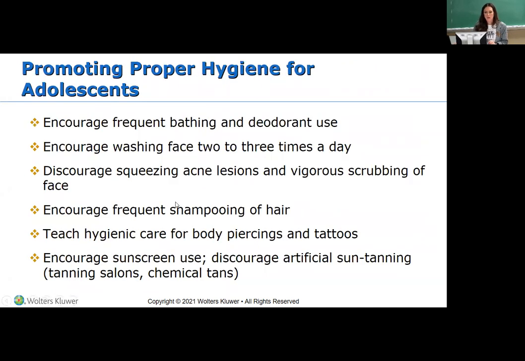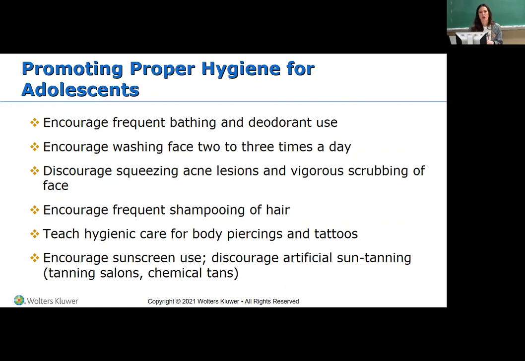So here's hygiene for adolescents. They need to bathe regularly. They need to wash their face. They need to brush their teeth. They need to make sure that their teeth are clean. They get a lot of buildup during this time. We want to make sure that they realize that the first thing that you see is your teeth when anybody looks at you. And if you tell them that and teach them that, they will take care of their teeth and make sure their teeth are nice and white and clean and straight.